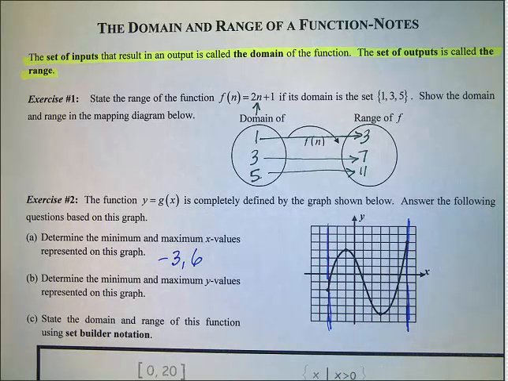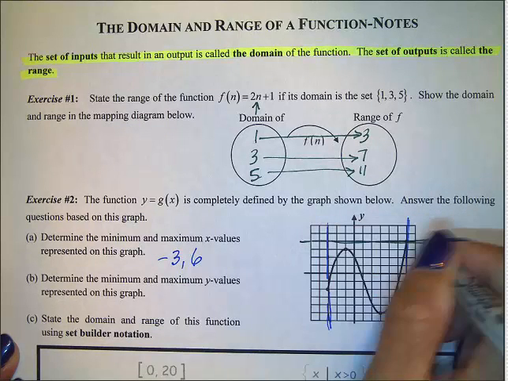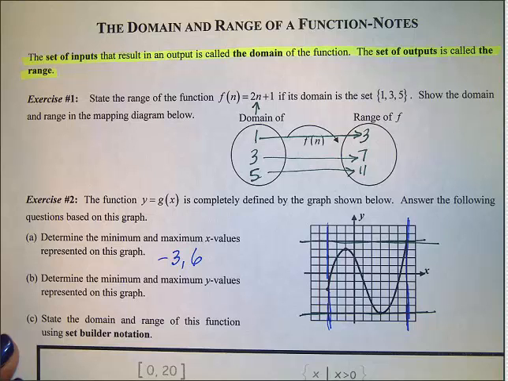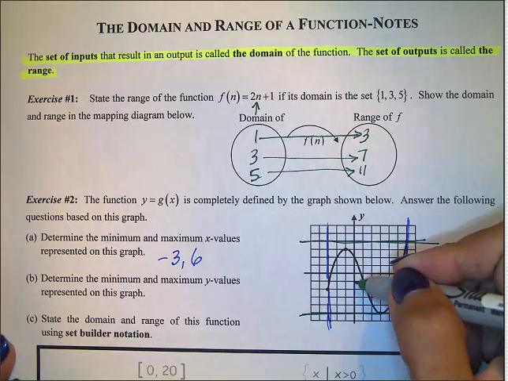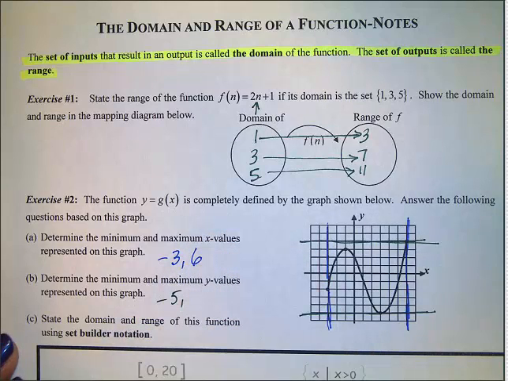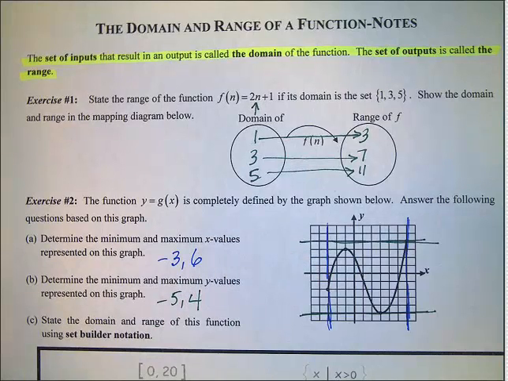Now determine the minimum and maximum y values represented by this graph. So y is vertical, so the top of this graph hits here, and the bottom hits here. So my lowest y value is -5, and my highest y value is +4. So now it says to state the domain and range of this function using set builder notation.